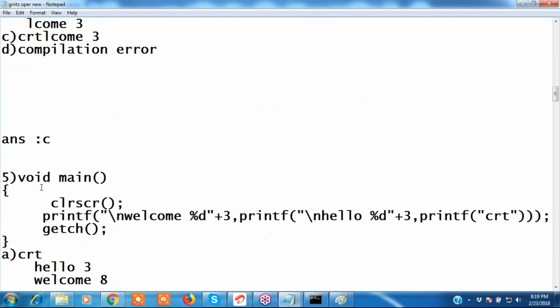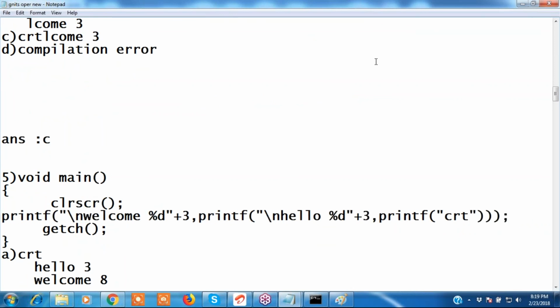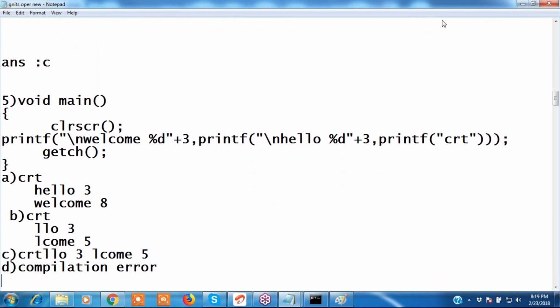Okay. Next, fifth one. Check it. Is it visible to you? Yes, sir. 0, 1, 2, 3. B is the answer. No, C is the answer. C is the answer. Good.